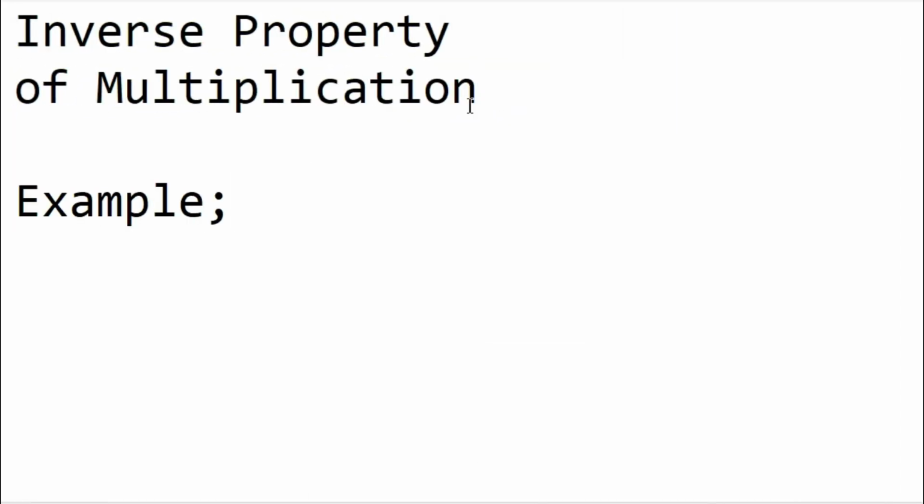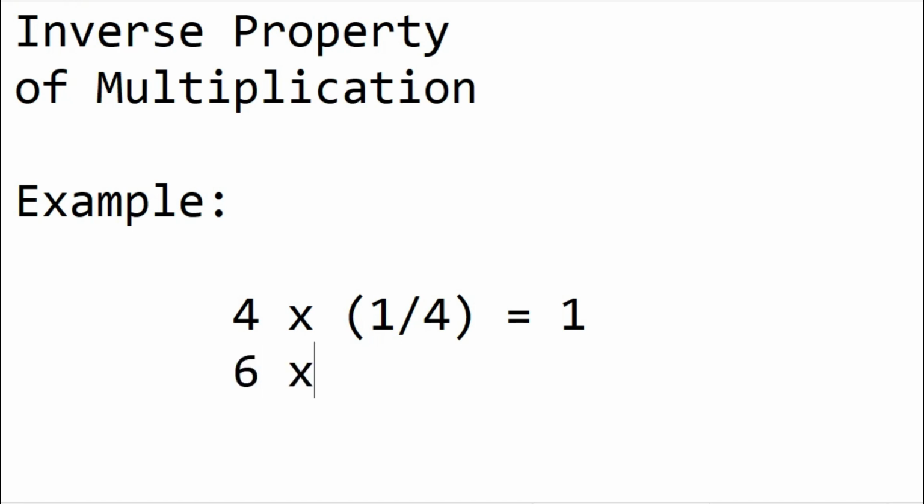Para sa halimbawa nito, meron tayong 4 times yung reciprocal ng 4 na 1 all over 4. Dapat ang magiging sagot ay 1. Okay? Kagaya din ito, guys. Yung 6, multiply mo sa reciprocal ng 6 na 1 over 6. Ang sagot ay 1.